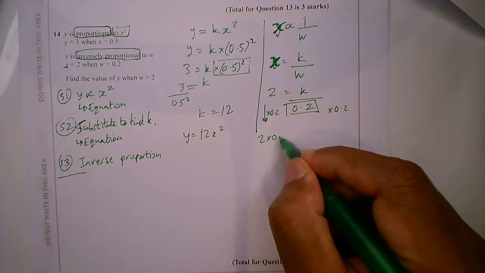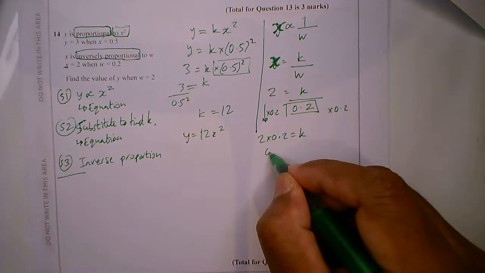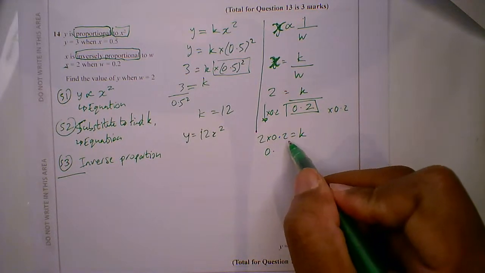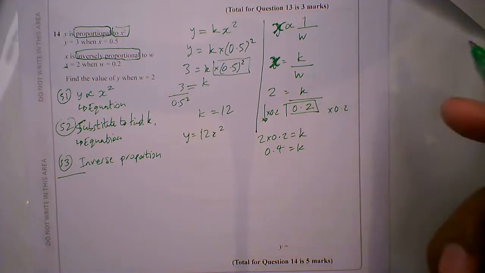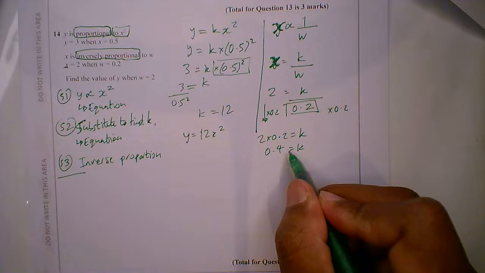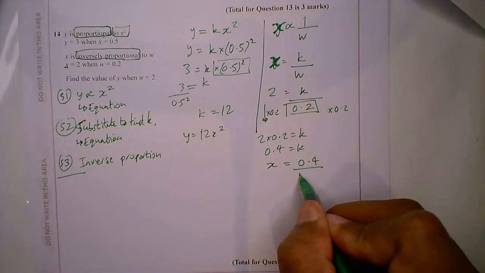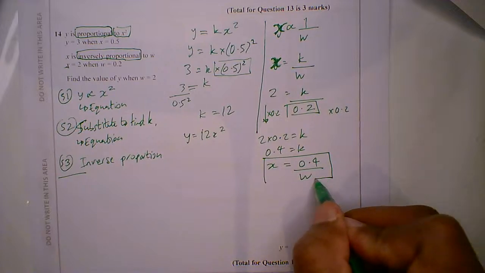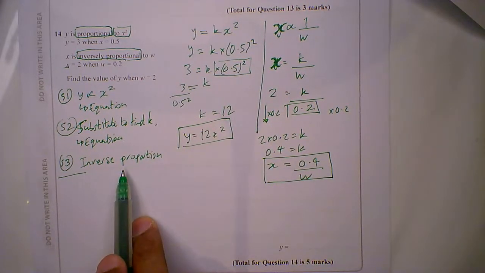So 2 times 0.2 equals k. So 0.4 equals k. Now I replace that into my equation: x equals 0.4 over w. So I've got my equation here and my equation here. So I've got my inverse proportion.